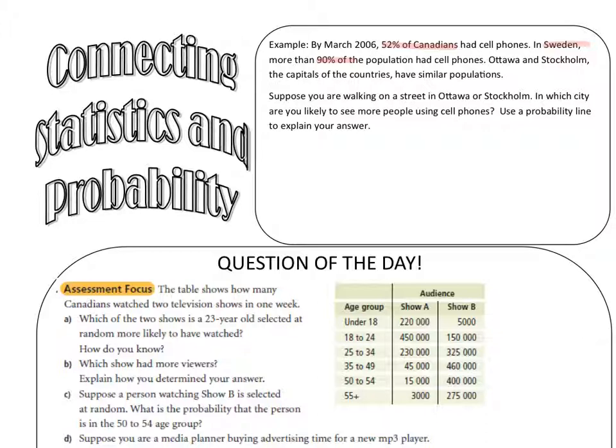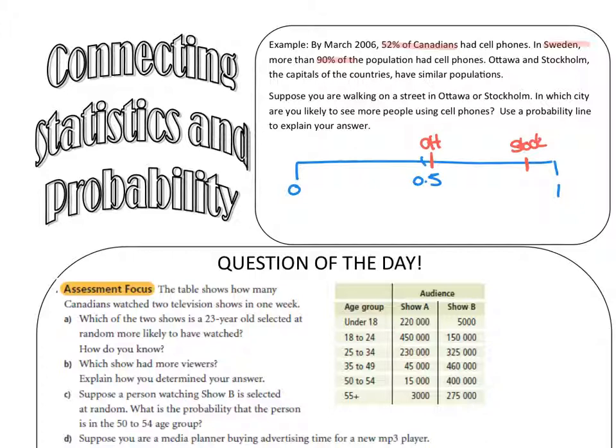So if we use a probability line for this, I'll just set it up: 0, 1, 0.5, that's 50%. And then we can figure out where each of those countries might be. So Ottawa, 52% of Canadians, so we're going to expect it to be somewhere here. And Sweden says 90%, so that's somewhere here, or Stockholm there. And you'll notice that the closer it is to 1, the more likely we're going to see it.